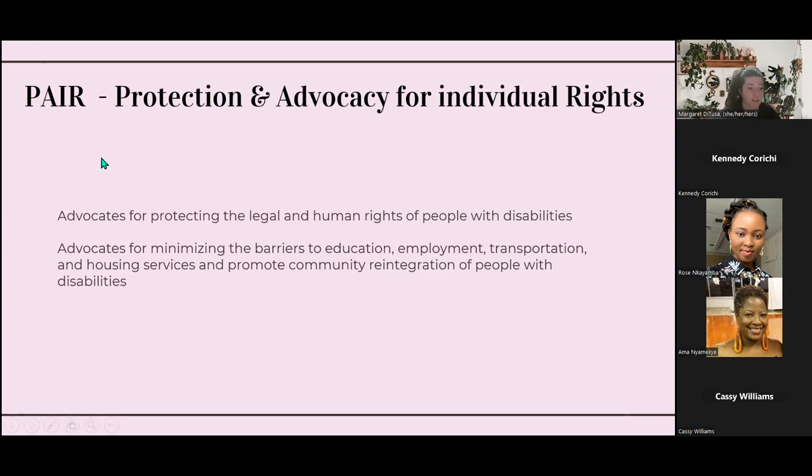So it's just another thing that's out there. Honestly, I've never seen it be used. And as a VR professional, I should know about these things. You should know about these things so that we can advocate or help people advocate for themselves.